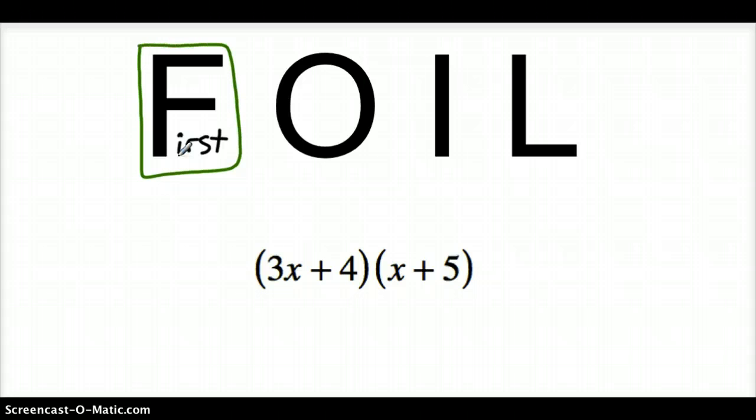Now when I talk about the first terms in each binomial, I'm talking about the positive 3x in this case, and the positive x. Those are the first terms. Now the next thing I'm talking about is the O. So the O is the outside terms. So outside.